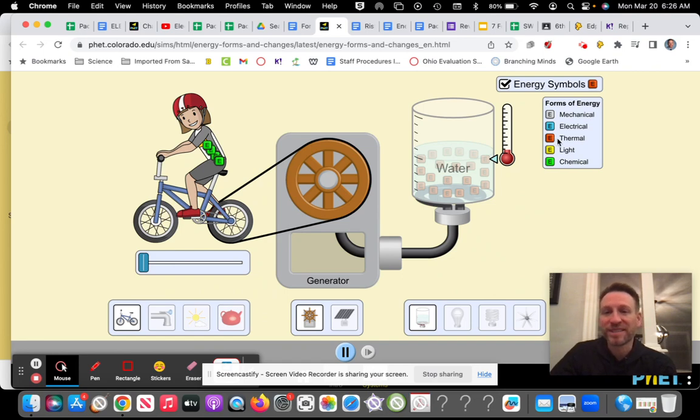That makes sense. Light energy is yellow. And they said light instead of electromagnetic because they are only going to show us visible light in this. They're not going to give us some of the other types of electromagnetic energy. So we're just calling it light today. And then green for chemical.